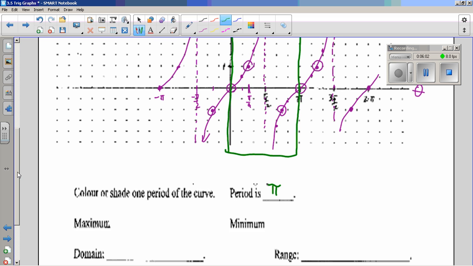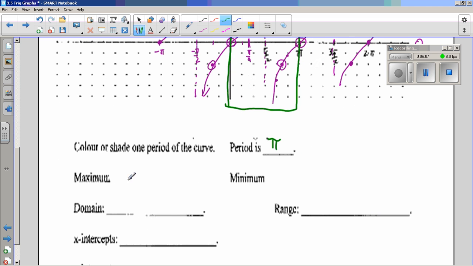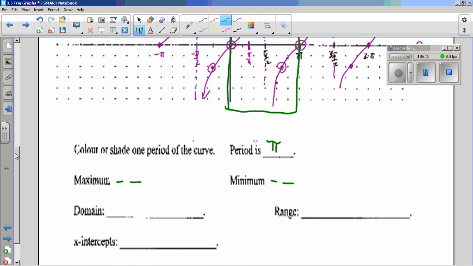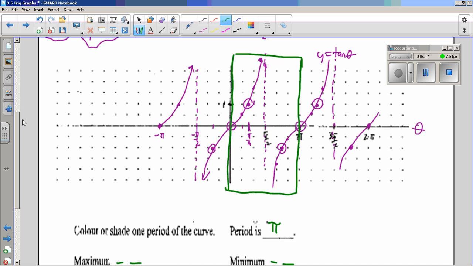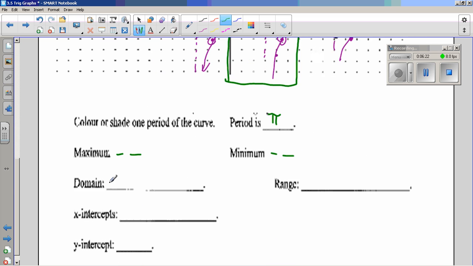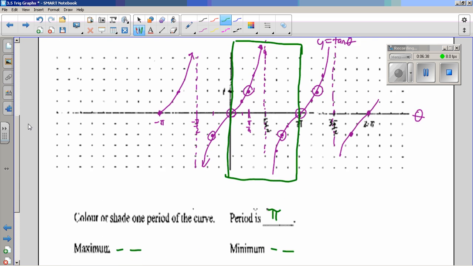What's the maximum? Remember, the maximum of the sine and cos was both 1. Well, there is none. It keeps going forever. What's the minimum? Keeps going forever. What's the domain? We're used to writing x ∈ R. Any real number is the domain for trig functions, but not for tan. And in fact, we know that x can't be those asymptote values: pi over 2, 3 pi over 2, 5 pi over 2, and so on. There's an infinite number of domain restrictions, domain holes for the tan graph.